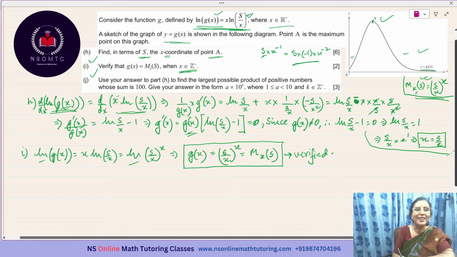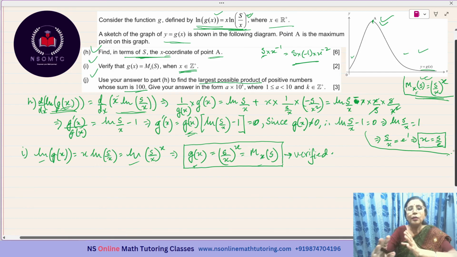Coming to the last part of this question. Use your answer to subpart H to find the largest possible product of positive numbers whose sum is 100. Okay, largest possible product. And you see g of x is equal to mx of s. So g of x is giving us the maximum products for each x value. And we have to get the largest possible product. So therefore, it will be the maximum value of g of x.